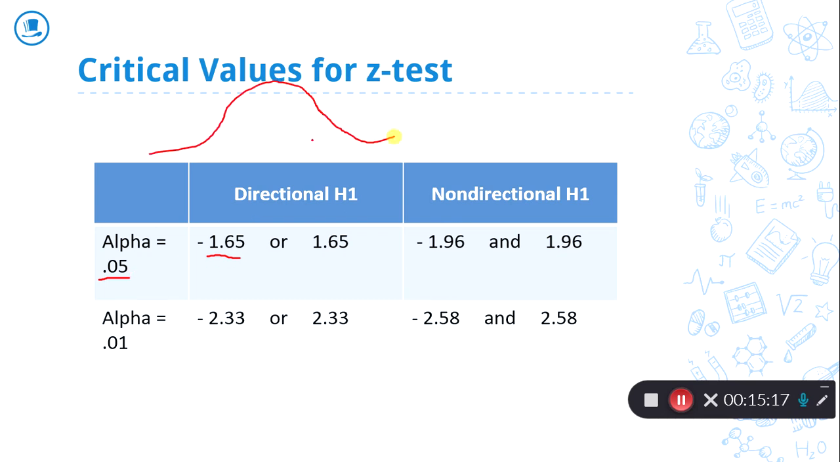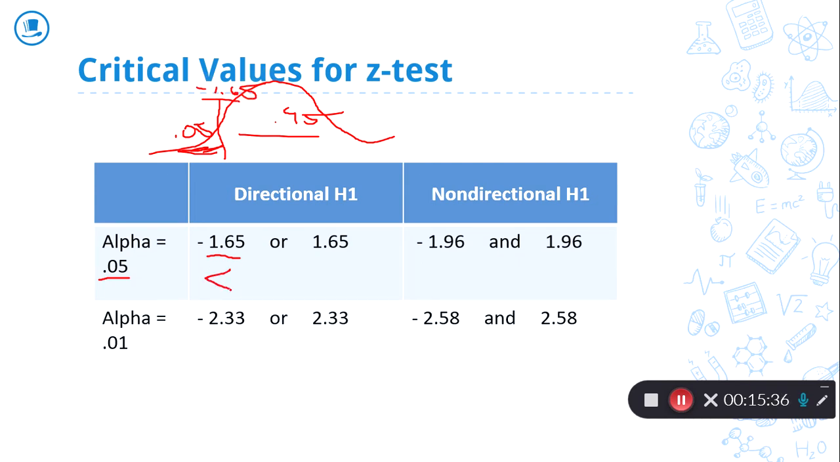So if I were to draw a normal curve, there it is. 5% is here, 0.05, and what we have up here would be 0.95, and this critical value, the z-score, is negative 1.65.